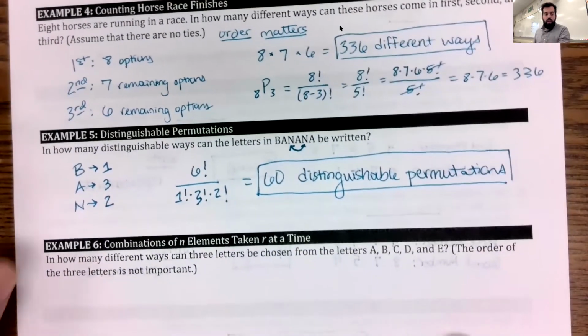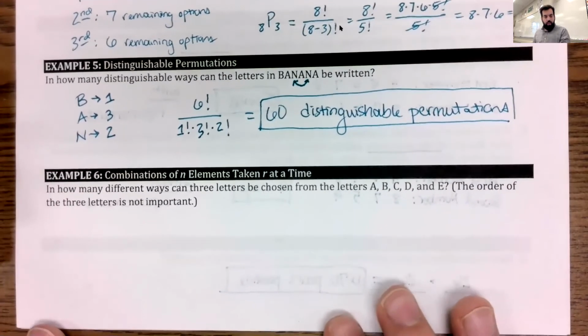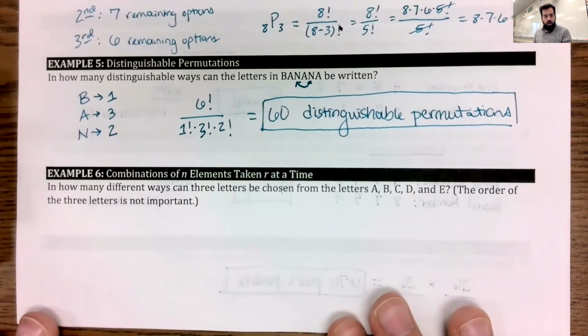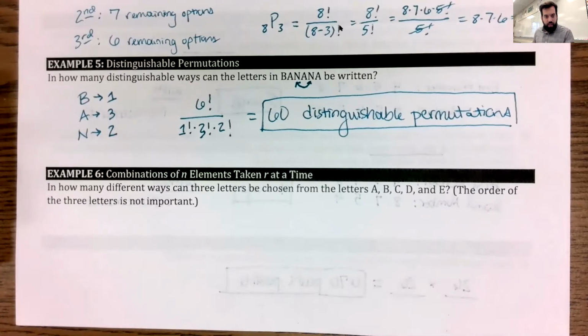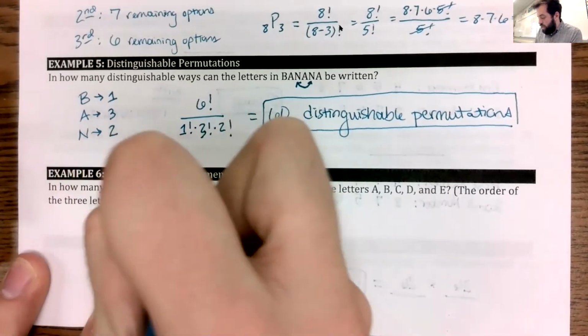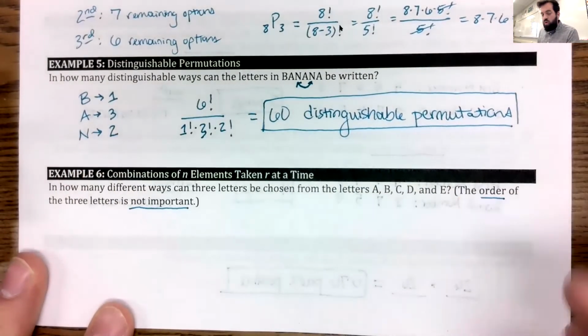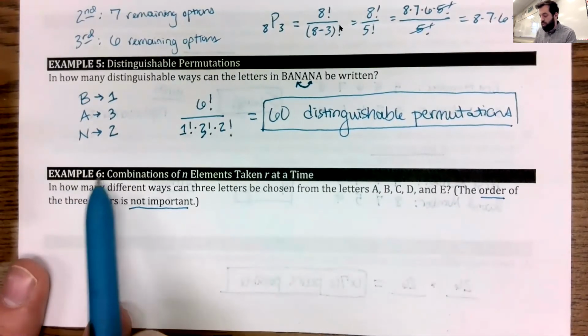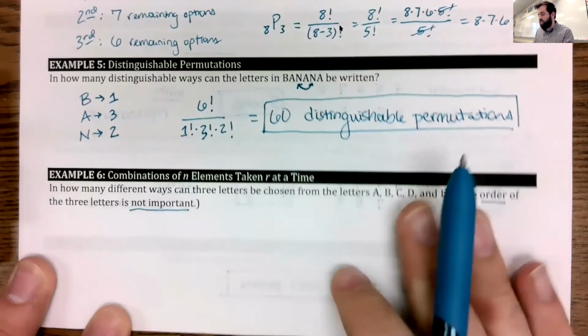All right, let's keep going. Example 6, combinations of n elements taken r at a time. In how many different ways can 3 letters be chosen from the letters A, B, C, D, and E? This time it says the order of the 3 letters is not important. The order is not important. And even in the title, for example 6, it says combinations.